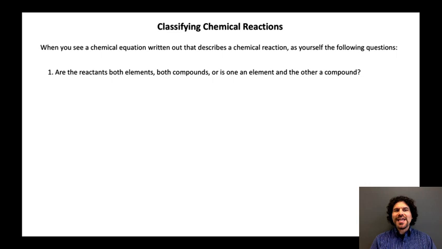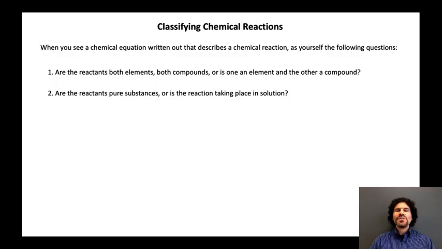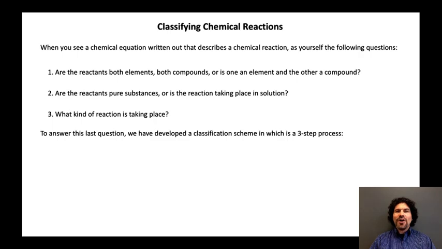When you see a chemical equation written out that describes a chemical reaction, you should ask yourself, at least mentally, the following three questions. The first question is, are the reactants both elements, both compounds, or is there one element reacting with one compound? Secondly, are the reactants pure substances, or is the reaction taking place in solution, or specifically in aqueous solution? And third of all, what kind of reaction is taking place?